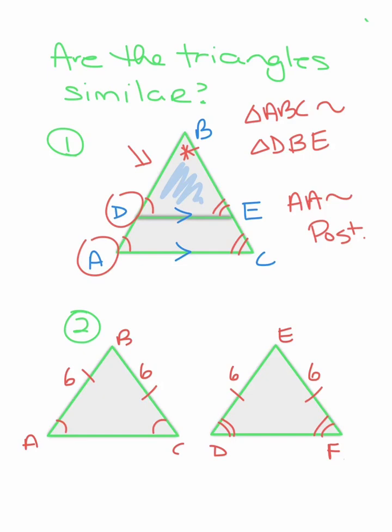Although angle D and F are congruent, I don't necessarily know that they're congruent to A and C. So for instance, if we go to triangle ABC, I could say that the measure of angle A is 30 and the measure of angle C is 30. I know that the base angles are congruent. If I look at triangle DEF, I also know that those base angles are congruent. However, this one could be 45 and this angle could be 45. So I cannot prove for certain that these angles are congruent. So we're going to say that this is not enough information to decide whether these triangles are similar or not.